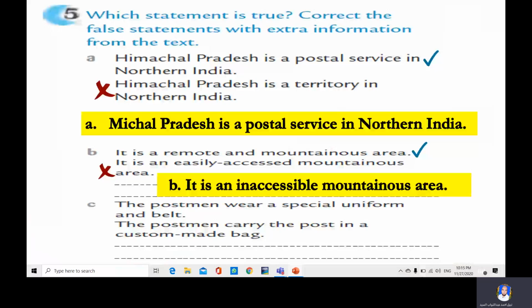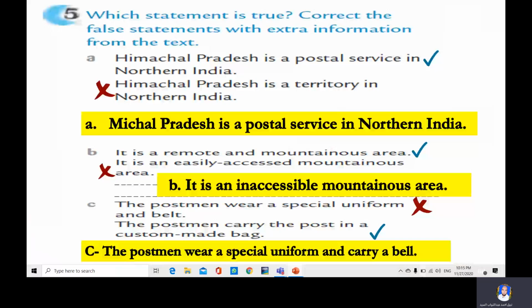It's not easily accessed. The postmen wear a special uniform and belt? No, the postmen carry the post in a custom-made bag. So the right answer: the postmen wear a special uniform and carry a bell with them. Of course, they carry a bell and a mail bag.